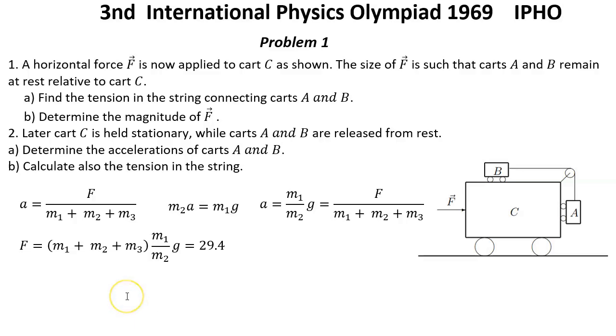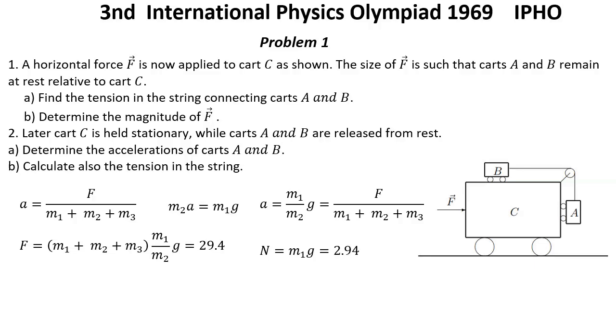F equals this expression, which is 29.6 newtons. Now we can find the tension in our cord. That will be M1 g, which is 2.94 newtons. So that was the solution for questions A and B, part 1.